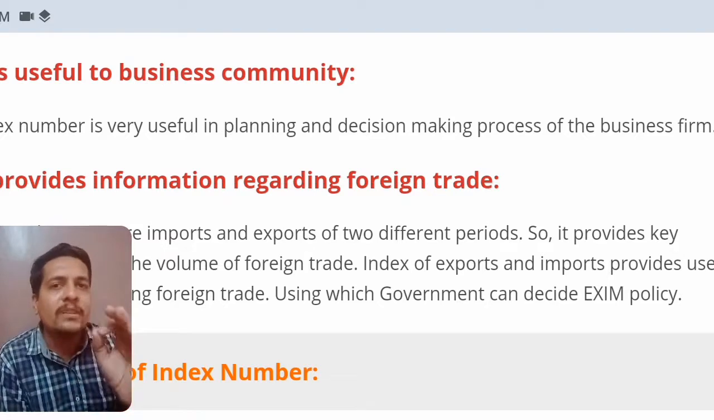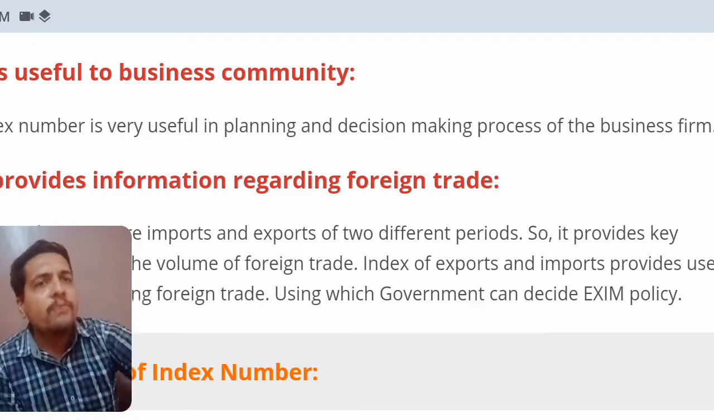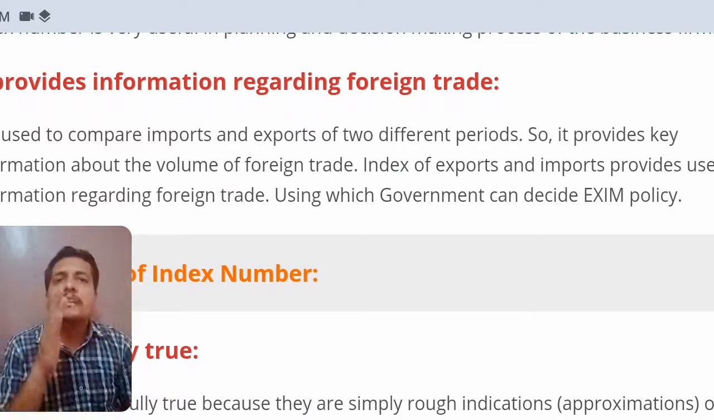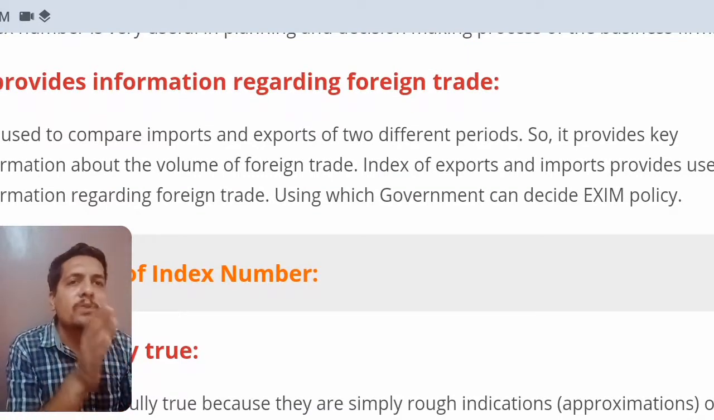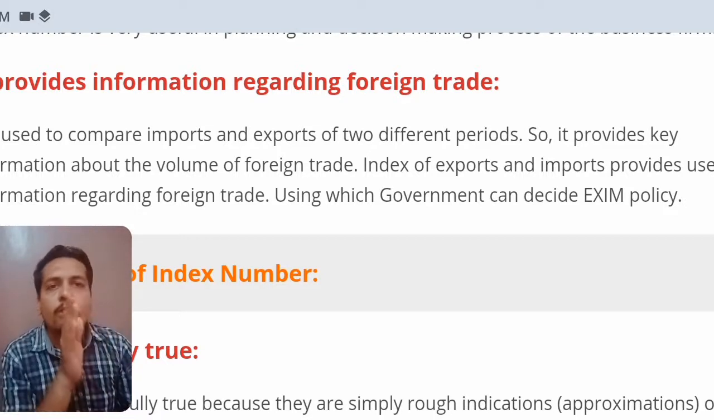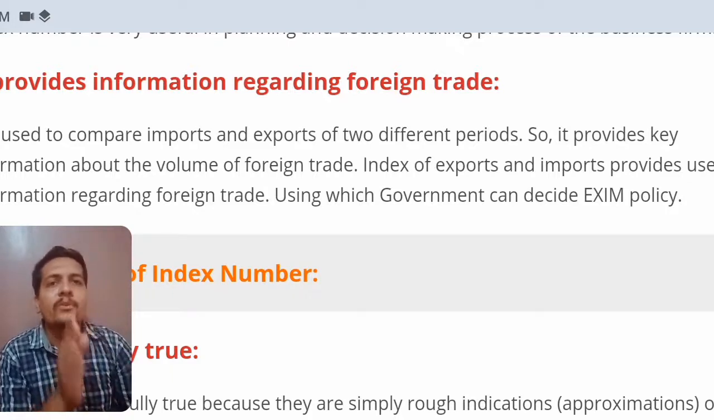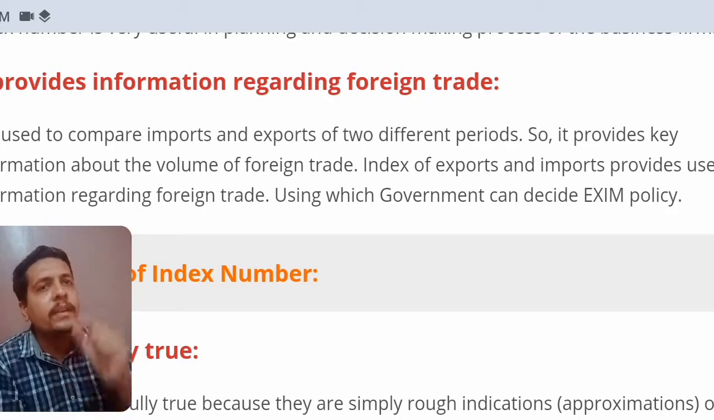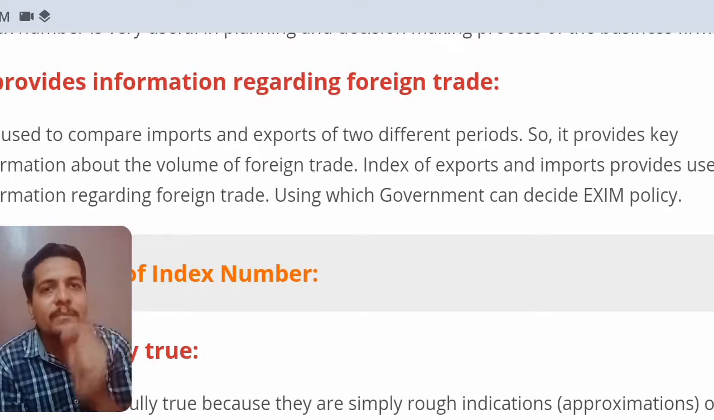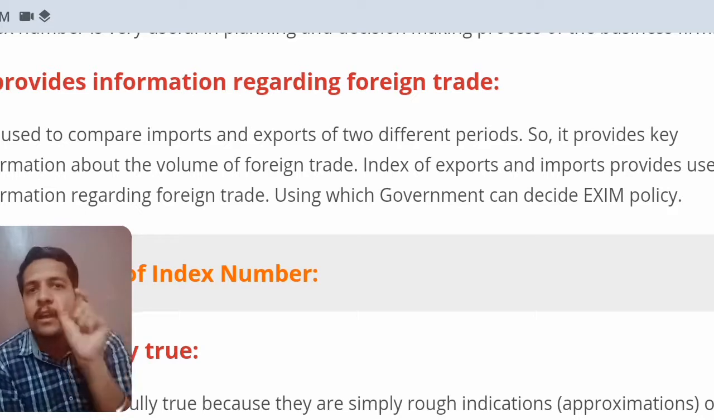After that, the last advantage, it provides information regarding foreign trade. Foreign trade, or export import, is very much important to any economy. It is used to compare import and export of two different periods. So it provides key information about the volume of foreign trade. Index of export and import provides useful information regarding foreign trade, using which government can decide EXIM policy. EXIM policy means export import policy. EX for export, IM for import.